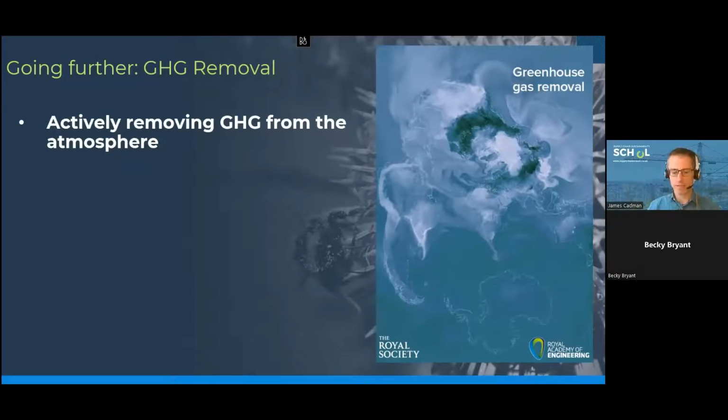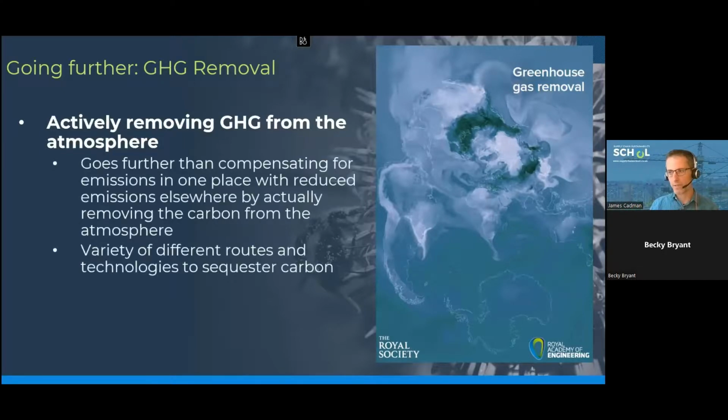There are some offsets that do have carbon removal. That's the planting trees essentially, because then that's actively removing CO2 through sequestration, through photosynthesis. But we need to go further than that. We need to actively be removing as much greenhouse gas as possible from the atmosphere. So like I've just been saying, it goes further than compensating, where your emissions are here and you're balancing them off by reducing emissions somewhere else by the same amount. So that's kind of the offset process in simple hand sign language.